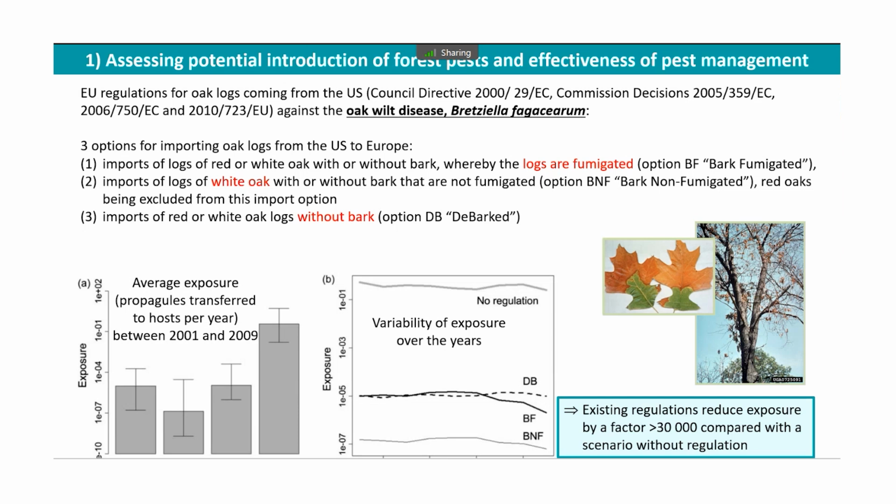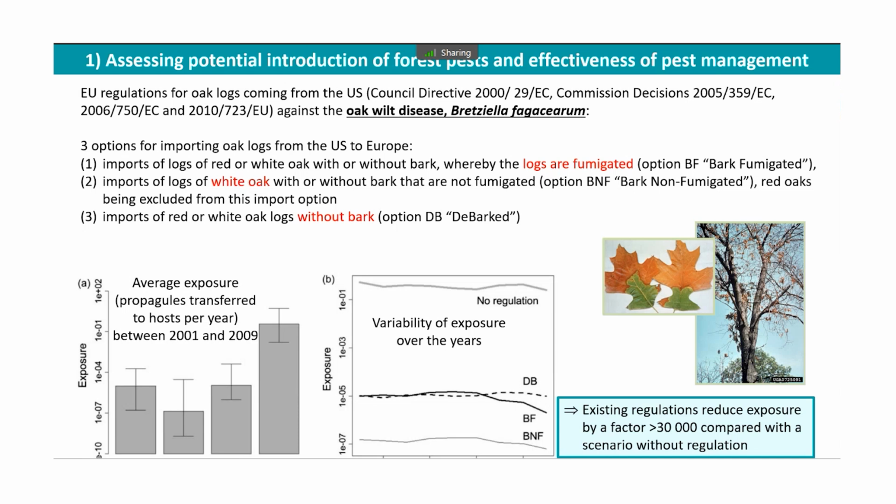And this is what we have done with the oak wilt disease. So we applied this generic model to the pathogen responsible for the oak wilt disease, which is Bretziella fagacearum. And in fact, there are European Union regulations for oak logs coming from the US and entering the European Union. In fact, we can import oak logs from the US under 3 options. We can import logs of red or white oak with or without bark, but these logs should be fumigated. So this is the option bark fumigated, BF.